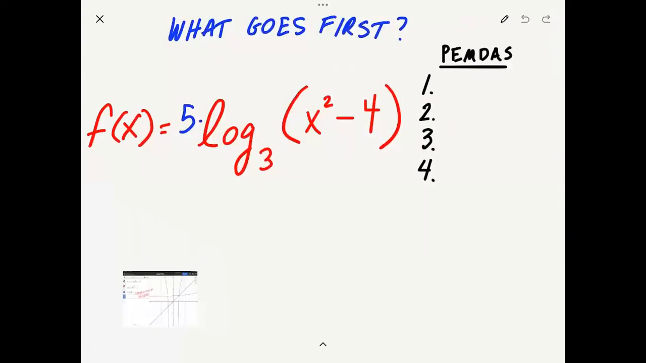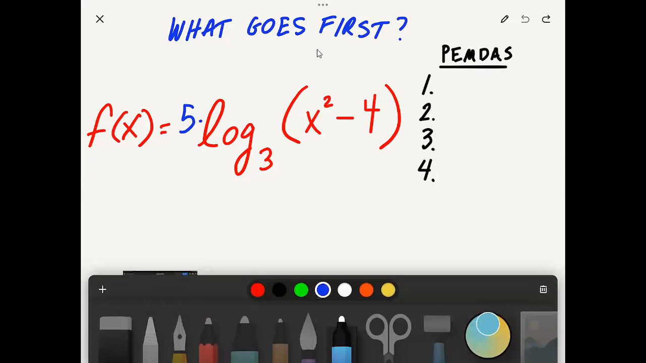All right, here. So I've got the function 5 times the log of x squared minus 4 with a base of 3. So first thing I need to do is PEMDAS. The very first thing that's being done to the x, let me change the color, I like to change it, is that I'm squaring it. And then I'm subtracting 4. And then I'm taking the log with a base 3. And then I multiply it times 5.